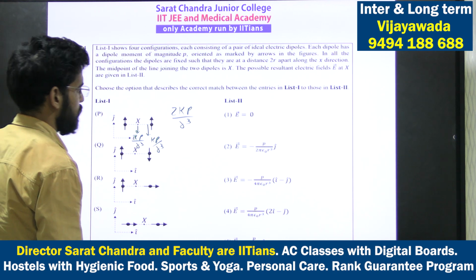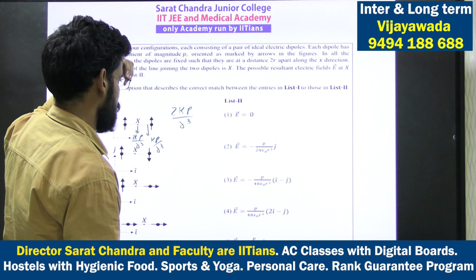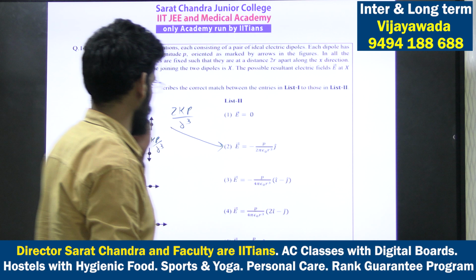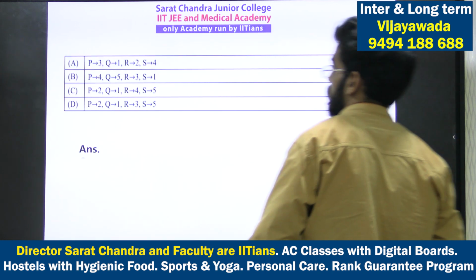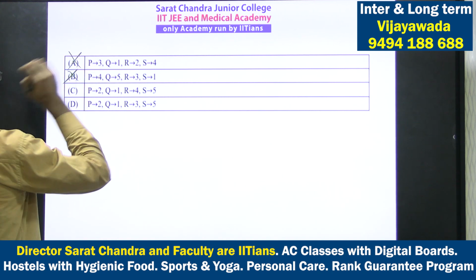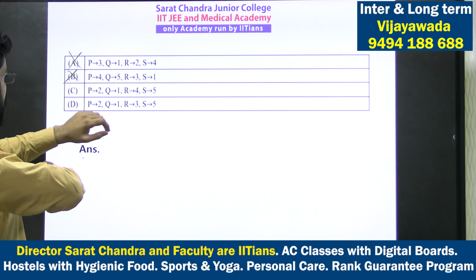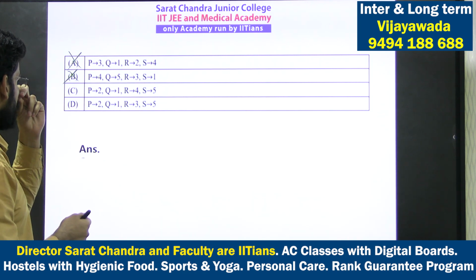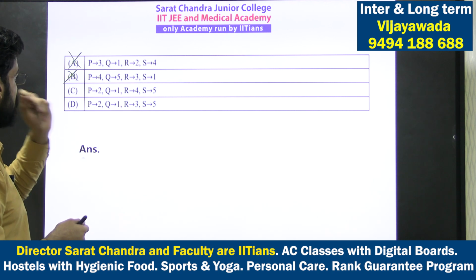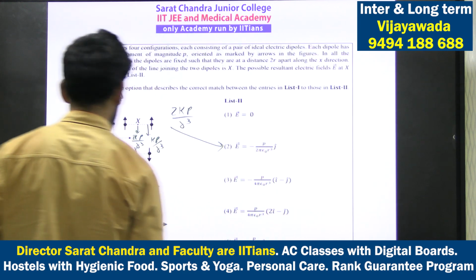So k value is 1 by 4 pi epsilon naught, so 2 will come downward, minus j cap. So p matches with 2. Now obviously you have to go with the options so that you can do it faster. P2 means b and a options are rejected. Now there is no point of checking with q, because q is 1 only, and s is 5 only, so I can't check with them. I have to check the r. So by r only I can decide. So let's check the r.